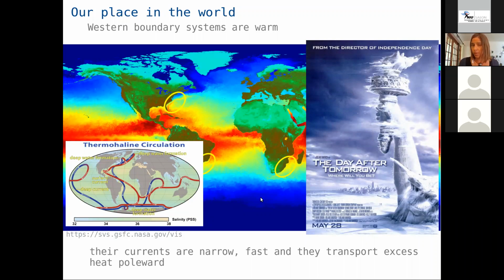So our western boundary current in South Africa is the Agulhas Current, and it happens to be a very important part of the thermohaline circulation. It connects the Indian Ocean with the Atlantic Ocean.